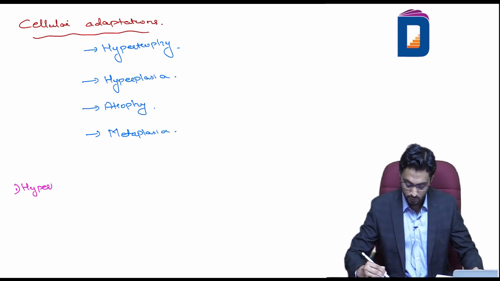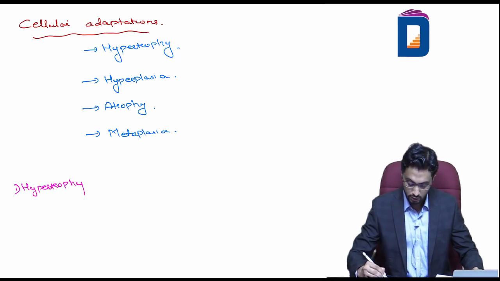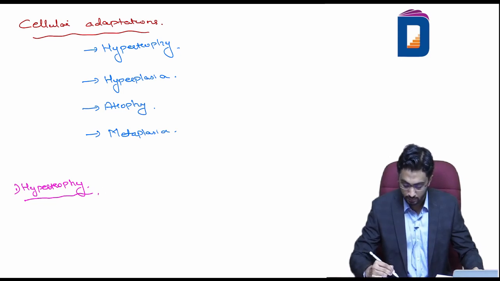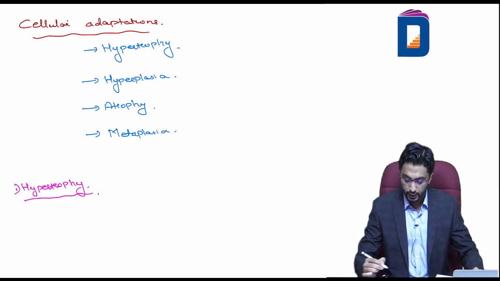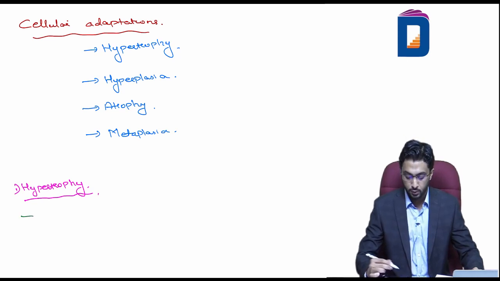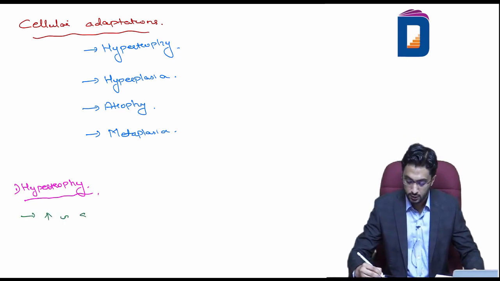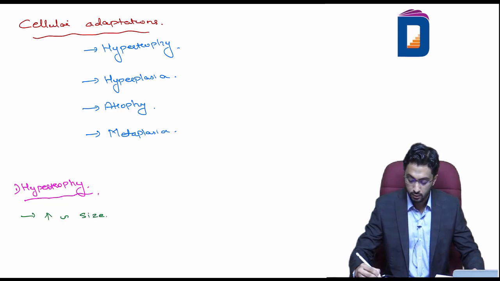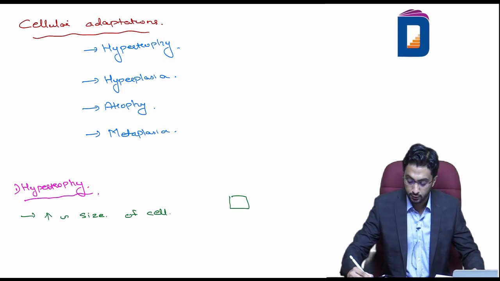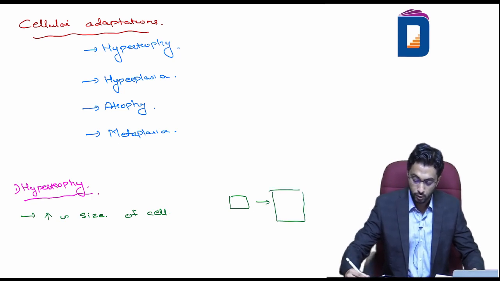I'm going to start with the first one, which is hypertrophy. What is hypertrophy and what happens in hypertrophy? The first thing you have to know is that it is an increase in size of the cell. A particular cell, if it is of this size, will just convert to a bigger size.